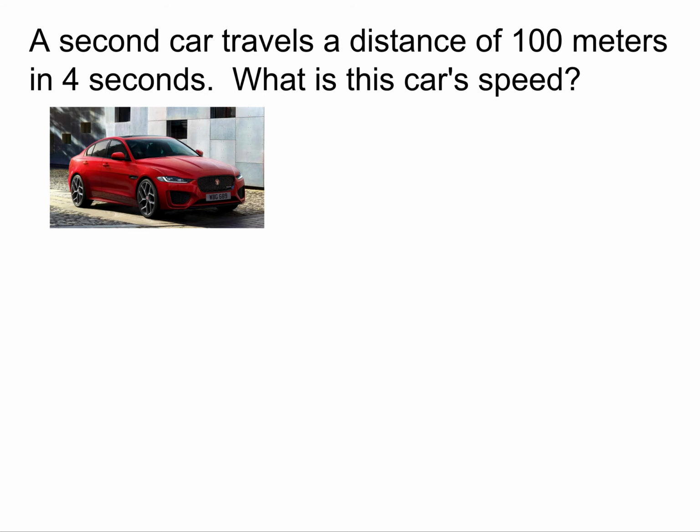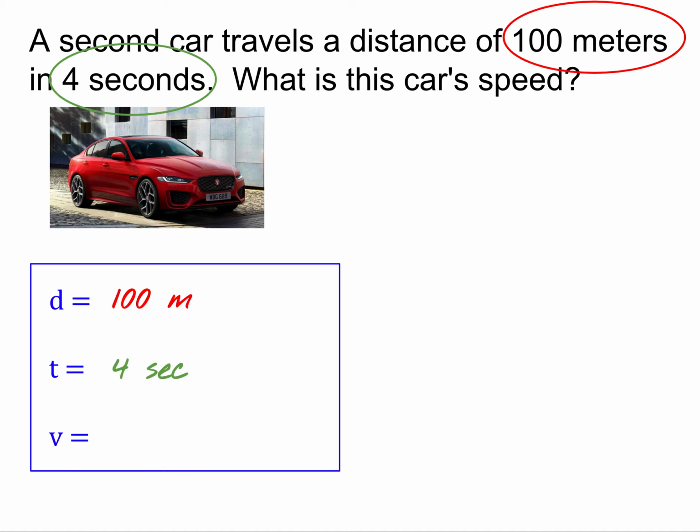So in this second question, we have another car. Again, a speed is being asked for. We're given a distance and a time, so this is going to be a very similar situation. Let's just go through the process one more time. We can organize our information by thinking about distance, time, and velocity or speed. We can recognize that the distance is the 100 meters, looking for those units. The time is 4 seconds.